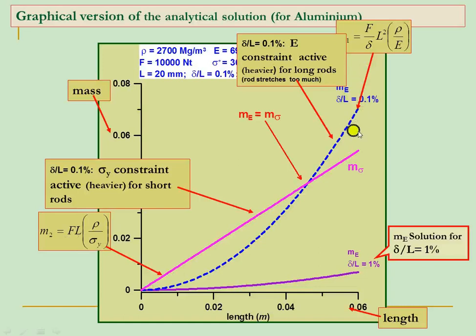We have now plotted the solution for two delta by L values. The first one, the blue one, is for delta by L of 0.1%. The purple one shows the solution for delta by L of 1%, which simply means a less stiff material, while the other means a more stiff material in comparison. Now for the 1% solution, let us observe which constraint is active.